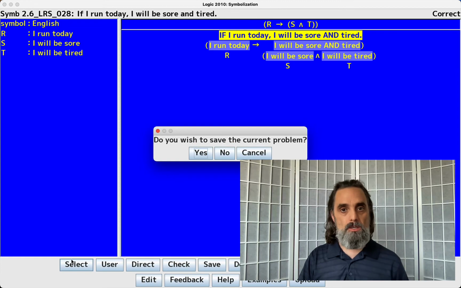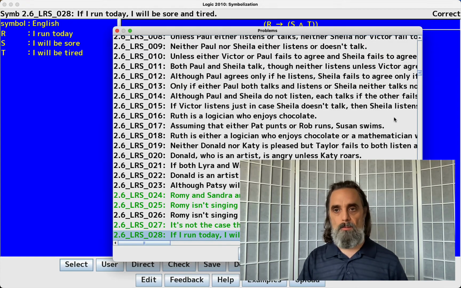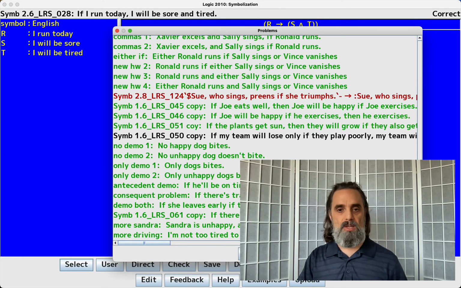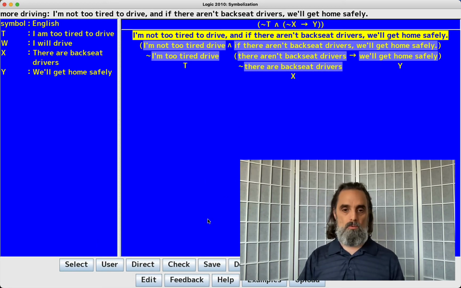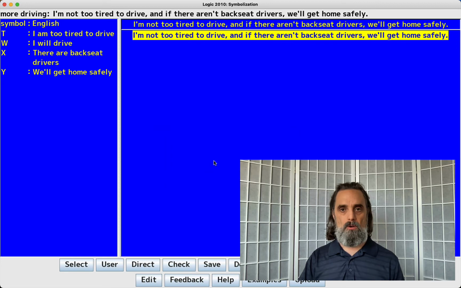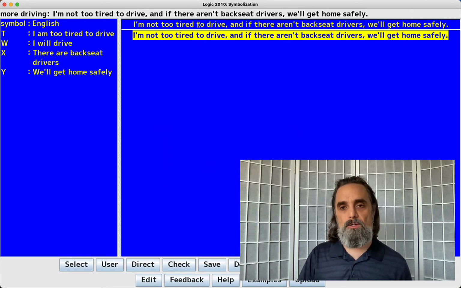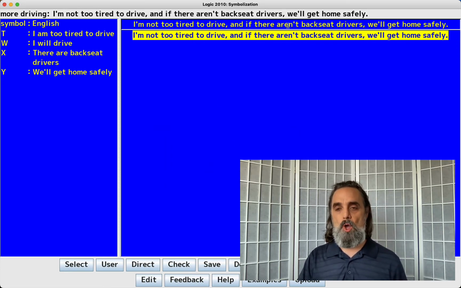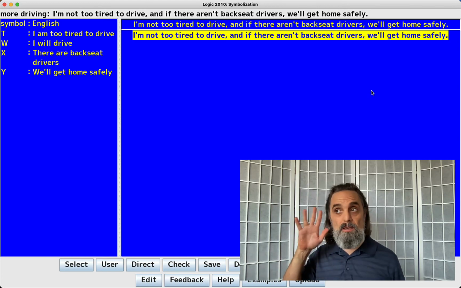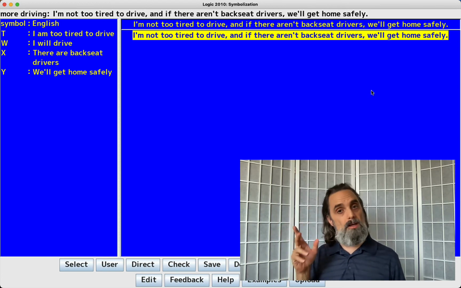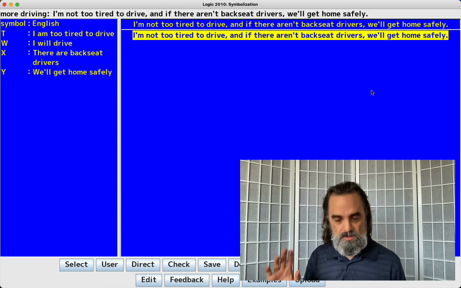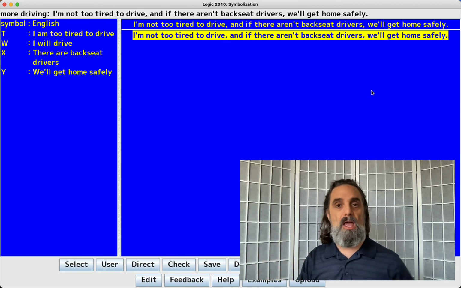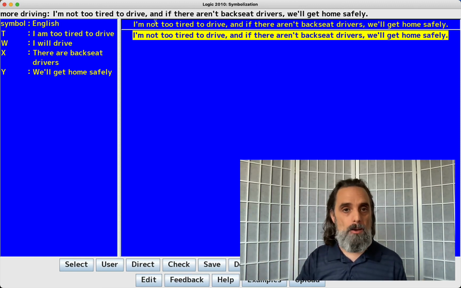Okay, let's look at just one more, one that's more complicated. That's going to involve negations and conditionals and conjunctions. So, let's delete this work. "I'm not too tired to drive, and if there aren't backseat drivers, we'll get home safely." You might hear that and think, I know what that is, but you might not. So it could be worth thinking, what do I think the main connective is? And now let's be more methodical about it.